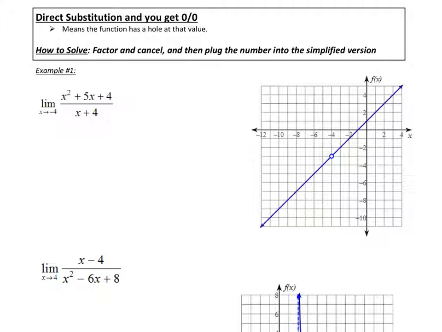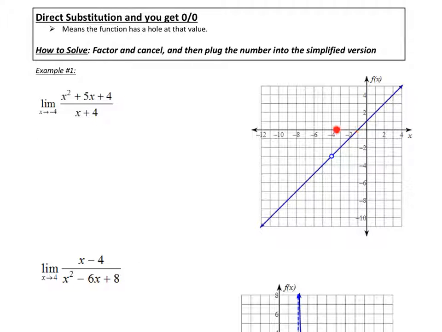Okay, so now we have a direct substitution, but you get 0 over 0. What that means is that the function will have a hole at that value. So let's just see what happens. So I want to find the limit as x approaches negative 4.